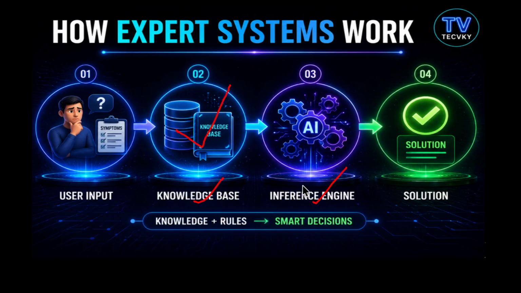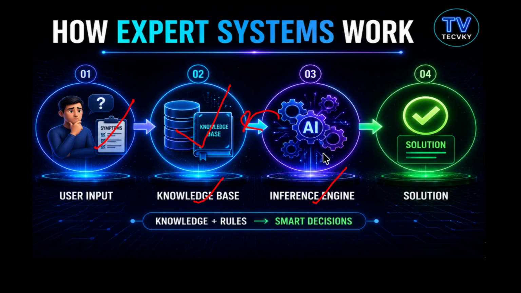The inference engine acts like the brain of the system. It takes the information provided by the user, then evaluates different possibilities and determines the most appropriate recommendation or solution. For example, if a user reports symptoms such as fever, cough, and fatigue, the inference engine checks these symptoms against the medical rules stored in the knowledge base and suggests possible diagnoses.